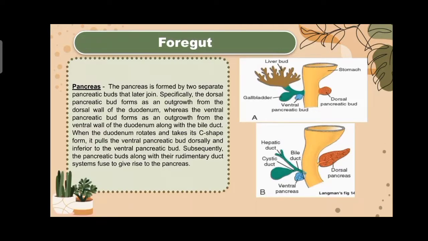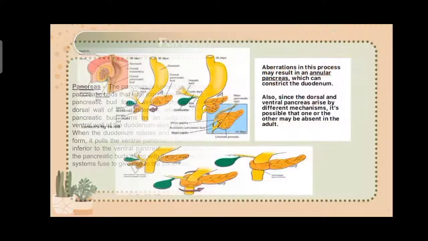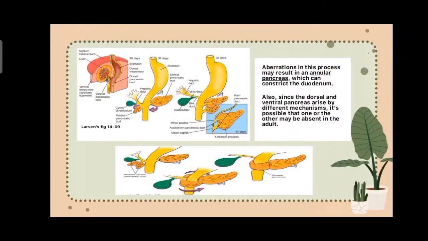Endocrine cells are identifiable by the 8th week. The exocrine pancreatic development continues after birth with maturation of specific digestive enzymes. A variation in this process may result in an annular pancreas, which can constrict the duodenum. Also, since the dorsal and ventral pancreas arise by different mechanisms, it's possible that one or the other may be absent in the adult.